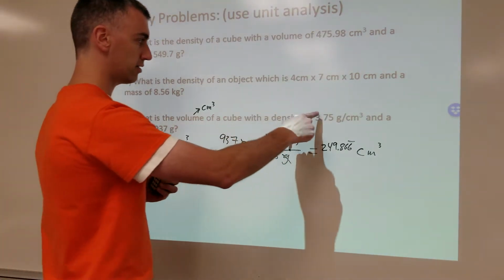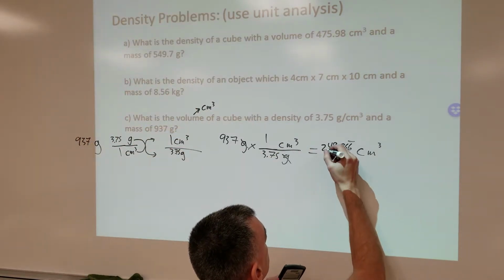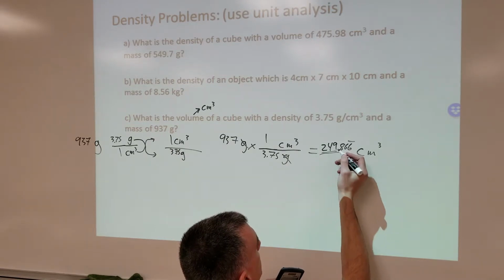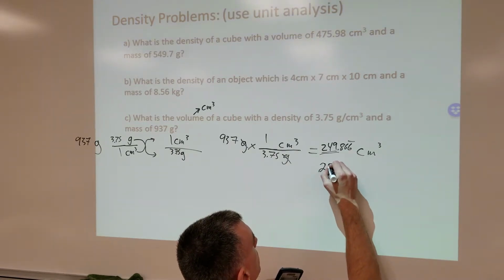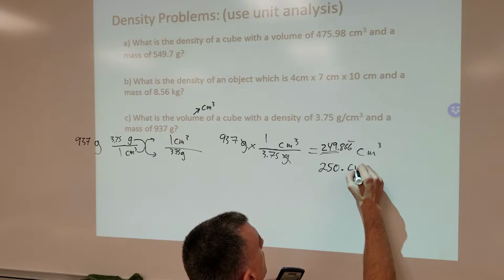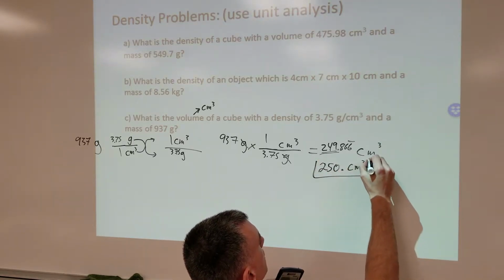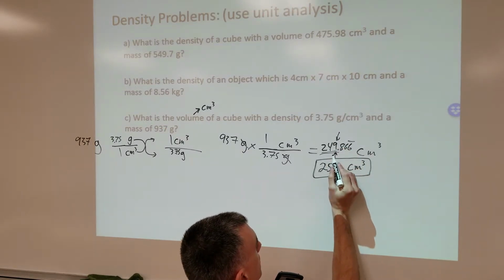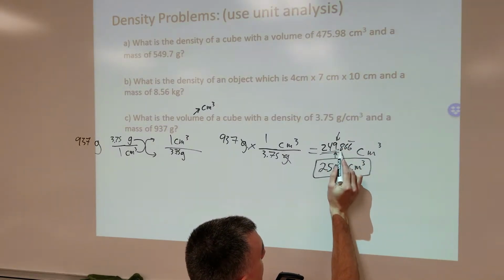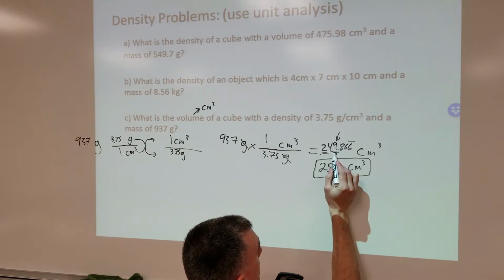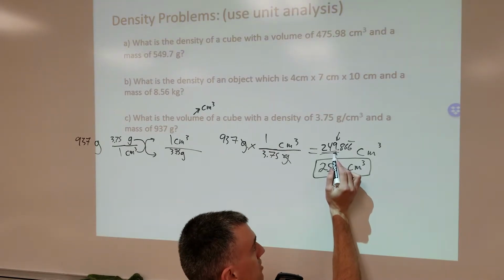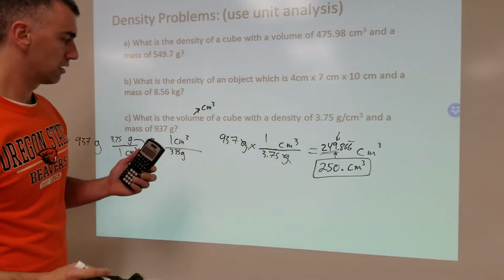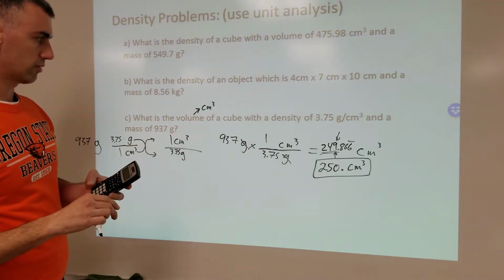3 sig figs, so I need to round right here to 3 sig figs, but that 9 is next to an 8, so it's going to be 250 with a decimal centimeters cubed. That makes it, because if you want to round right here, that means you got a 249, and this 9 has to round up because it's next to an 8, so 249 rounds up to 250. I put that decimal to keep it at 3 sig figs.